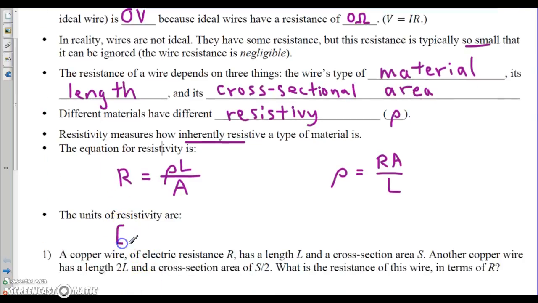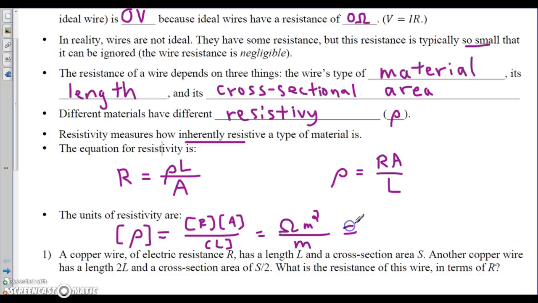The units of rho, the resistivity, are equal to the units of resistance times the unit of area over the unit of length. Resistance has units of ohms, area, meters squared, length, meters. One of the meters getting squared here cancels with that meter in the denominator, so the unit for resistivity is just the ohm meter.